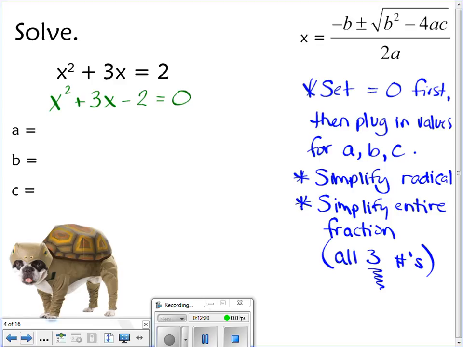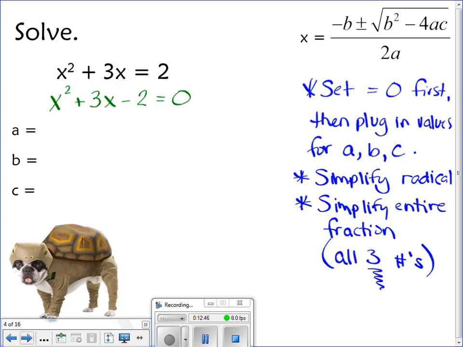Guys, go look back real quick at your yellow sheet. Factoring, you set equal to 0 first. Square root and completing the square, you do not set equal to 0. You're always moving stuff to the other side. And now we're back to quadratic formula where we're setting equal to 0 again. So you have to keep track of which methods you set equal to 0 and which ones you don't.